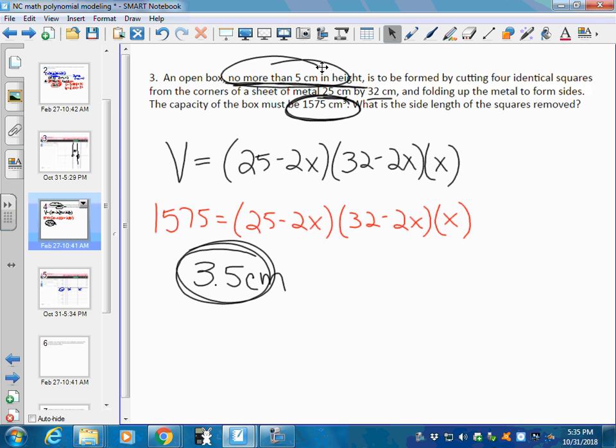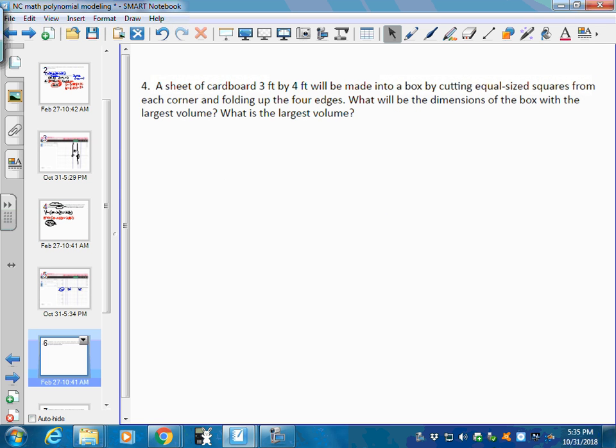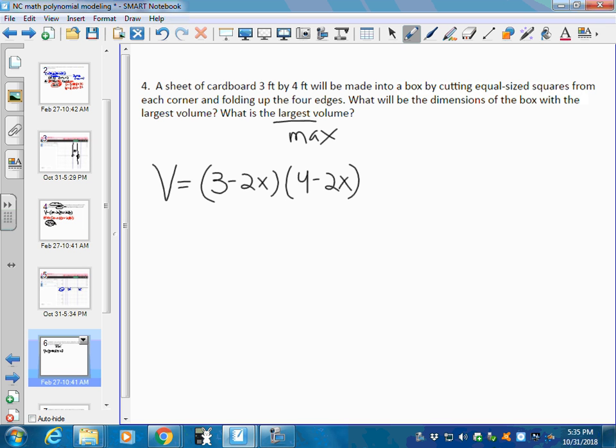Now, number 4. We got a sheet of cardboard, 3 by 4. So what are the dimensions of the box with the largest volume? Largest volume is the max volume. Okay, so we got 3 by 4. So I've got V equals (3 minus 2x)(4 minus 2x)(x). Put that in Desmos, graph it, find where your max volume is, and I got 3.03 feet, which gives me x equal to 0.57 feet.